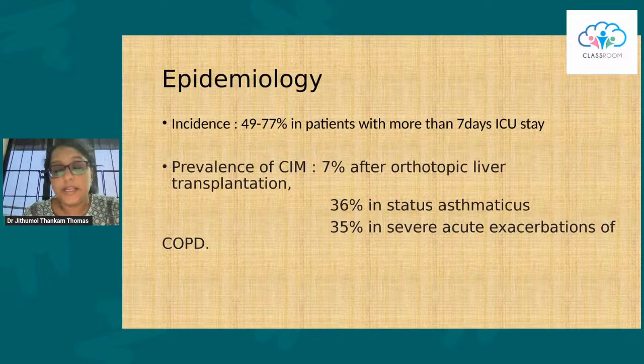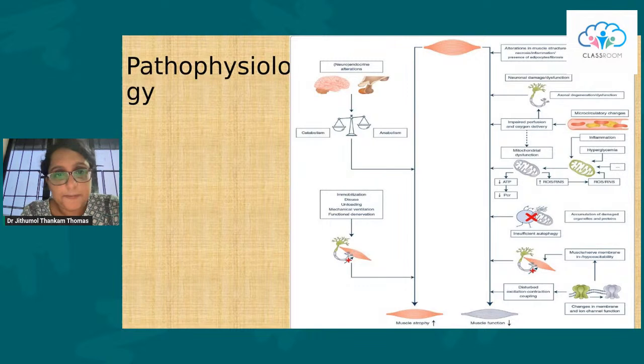Coming to the pathophysiology, basically you have CIP, critical illness polyneuropathy, and CIM, that is myopathy. The polyneuropathy is basically when there is axonal degeneration of the nerves, because of which they are not able to transmit the impulses to the muscles. When it comes to myopathy, the two main factors involved are increased muscle atrophy and decreased muscle function. This is the main reason why a myopathy develops.